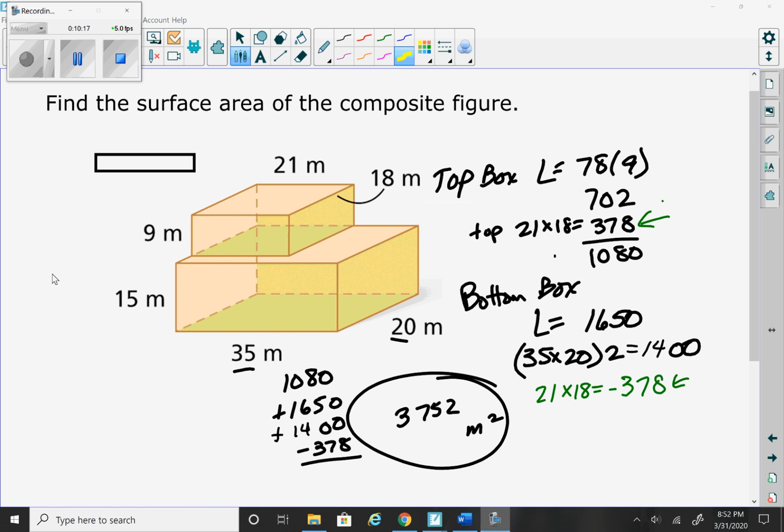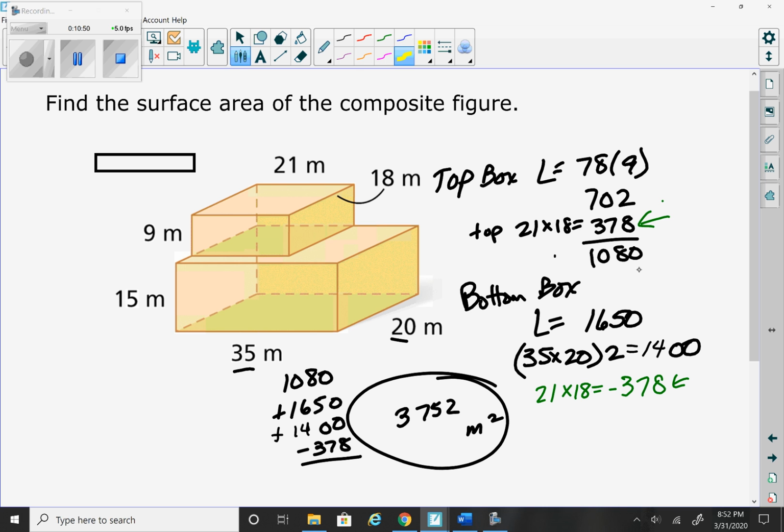So for my composite figure, for the box on the top, my lateral, again, the perimeter, 21 plus 18 plus 21 plus 18, that's 78, times the height, which is 9. So 702 is the lateral, or the distance around the middle of that box on the top. And then the top of the top box is 21 by 18, that's 378. So if I add those two together, the box on the top has a surface area of 1080. Again, there's no bottom to that, it's hollow in the middle.